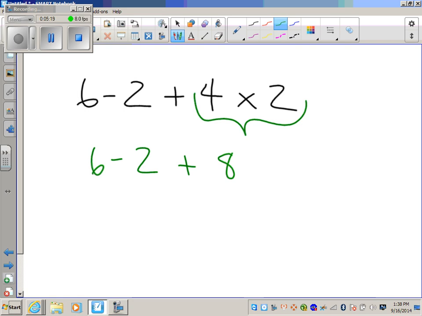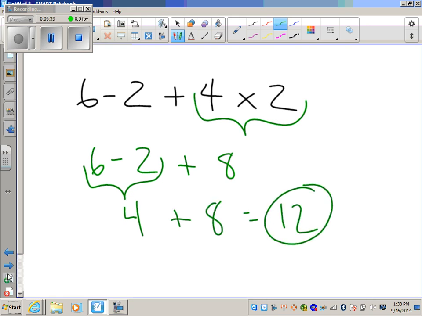Now, no more multiplication or division left. I go to step 4. I'm going to add or subtract in order. So as I go left to right, this comes first. So 6 minus 2 plus 8 is 12.